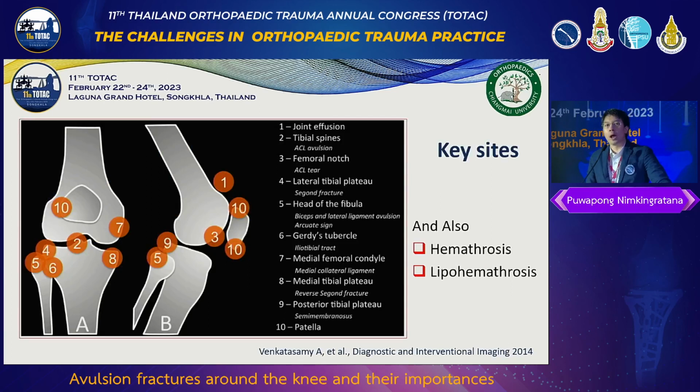When you look at your patients, I would recommend you look at several places around the knee, especially at the bony prominences of the knee, for example the tibial spine, notches, and plateau, or any tubercles, like Gerdy's tubercle, the medial femoral condyle, etc. As well, the patella might be one of the places that could be injured.